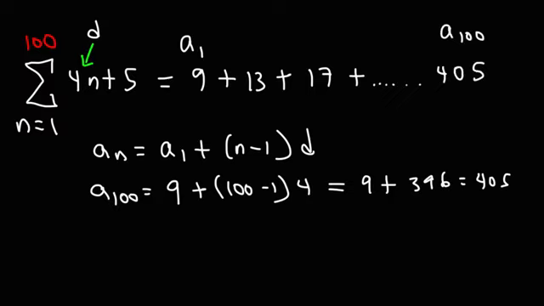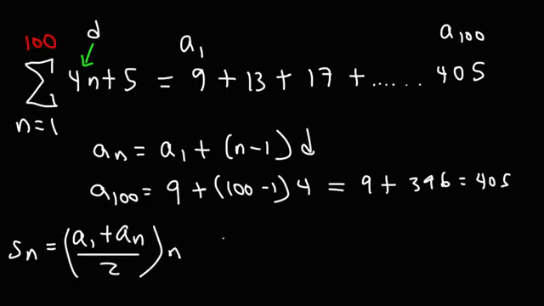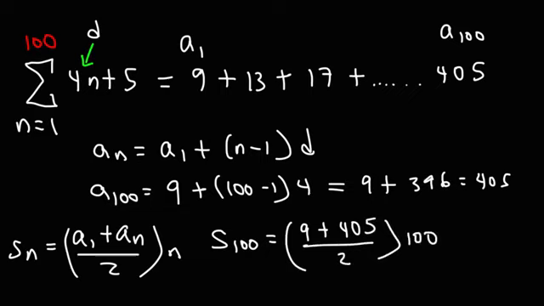Now that we have the first and the last term, we could use the partial sums formula to get the answer. So the sum of the first 100 terms is going to be the first term, which is 9, plus the last term, which is 405, divided by 2, times n, which is 100 terms.